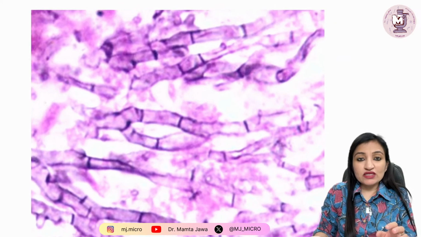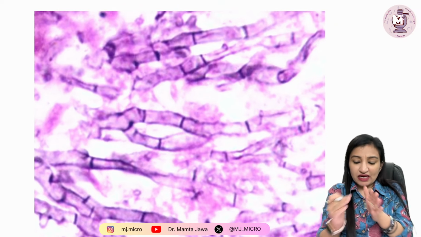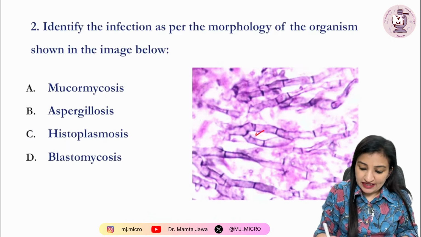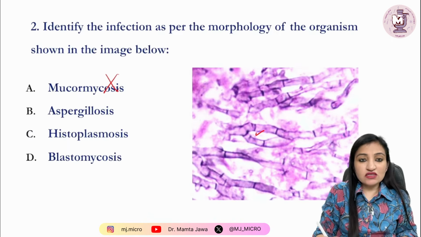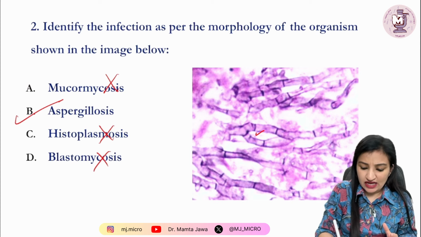What do you see? You can see filamentous structures, septae are visible, and there is acute angled branching, for example here. Now it is definitely obviously not mucormycosis or histoplasmosis or blastomycosis. Straightforward answer? Aspergillosis.